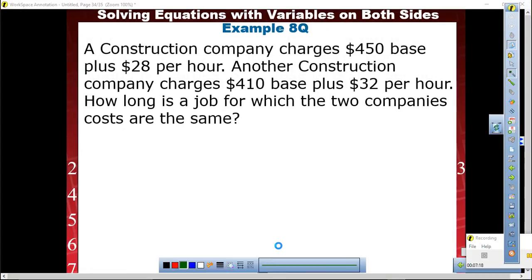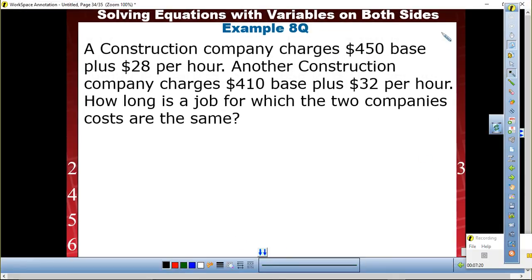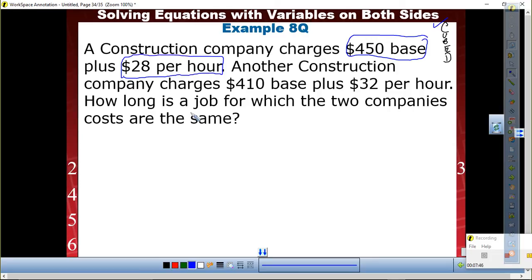So since this is a word problem, what acronym are we going to use? CUBES. Just like we did yesterday with that Michael Jordan and Kobe problem, right? So here we go. We're going to circle key numbers. What numbers are important here? $450 base and $28 per hour. What else? $410 base plus $32 per hour. Okay, that's important.